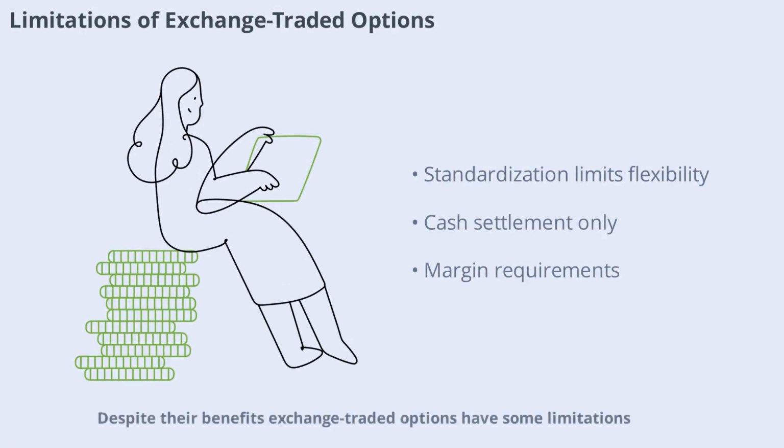Despite their benefits, exchange-traded options have some limitations. Contracts are standardized, which may not suit every hedging need. Settlement is in cash, so users seeking physical delivery must access the spot market separately. There are also operational requirements such as margin maintenance. While liquidity is generally high, it may be lower for less popular contracts or during off-peak hours.